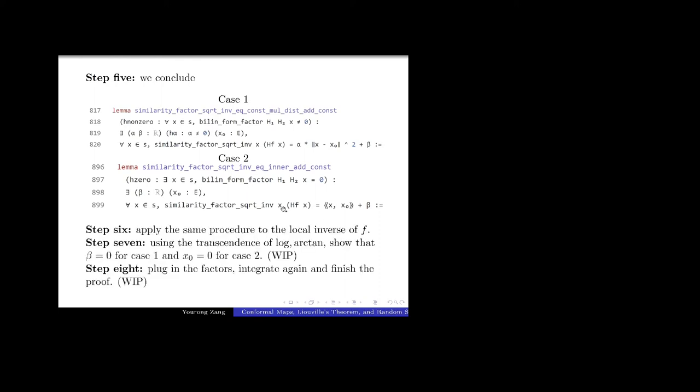And step six is to apply the same procedure to the local inverse of f, which exists by the inverse function theorem, which is already in mathlib. Now I am working on step seven, which is using the irrationality of log and arctangent to show that in case one, this beta is zero, and in case two, this x naught is zero. This is particularly hard for me because we don't have the irrationality of log or arctangent in mathlib. So what I am going to do is probably to write an algebraic equation of pi or e, and then prove that it is absurd. And step eight, which is probably the easiest step in the proof, we plug in the similarity factor square root inverse, and we integrate again to finish the proof.